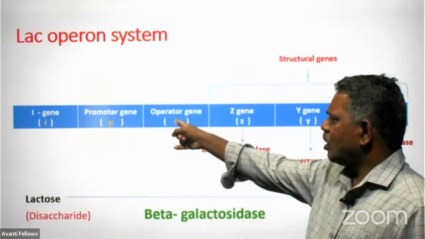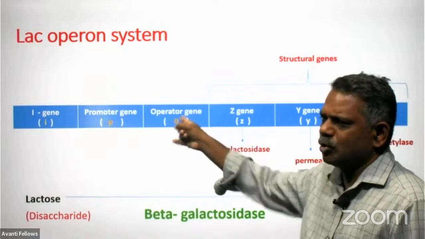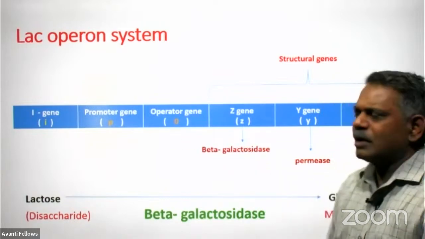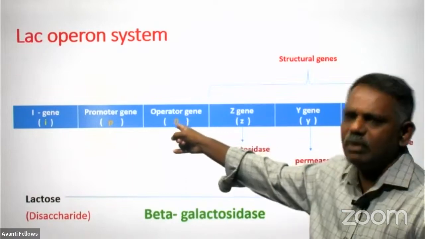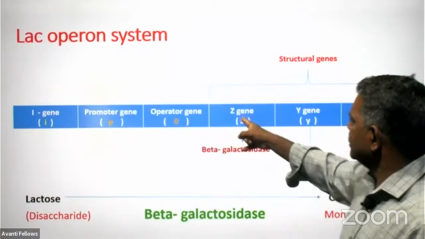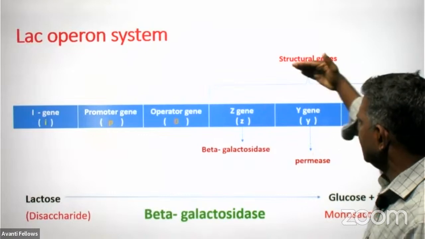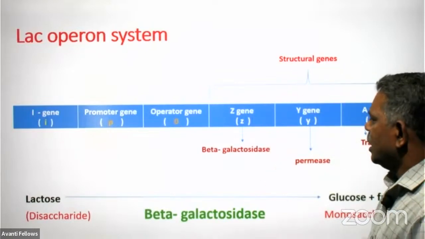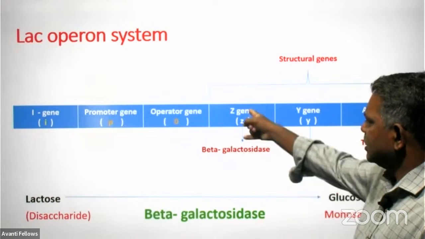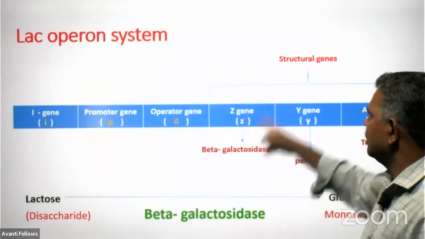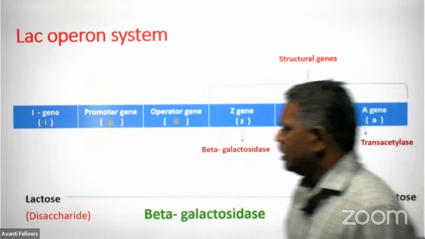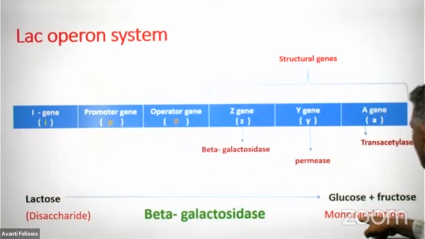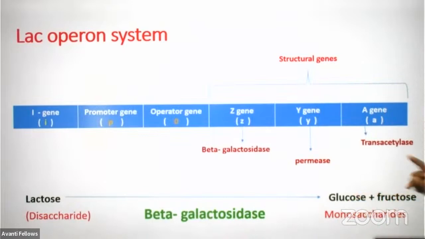Because now the operator gene puts the switch on. After putting the E. coli into the lactose medium, the operator gene will be on. So naturally, the Z gene, Y gene, and A gene express their proteins together. And the beta galactosidase enzyme produced by the Z gene, present in the structural gene, converts the disaccharide lactose into the monosaccharides glucose and fructose.